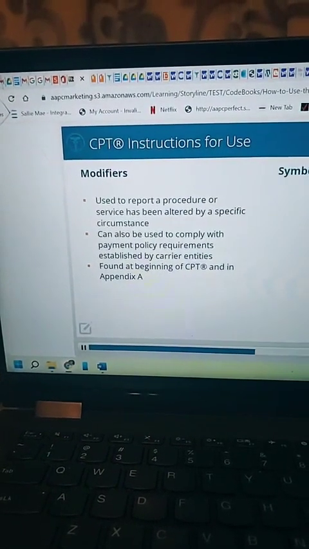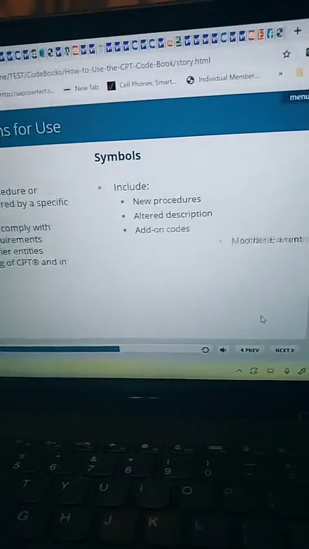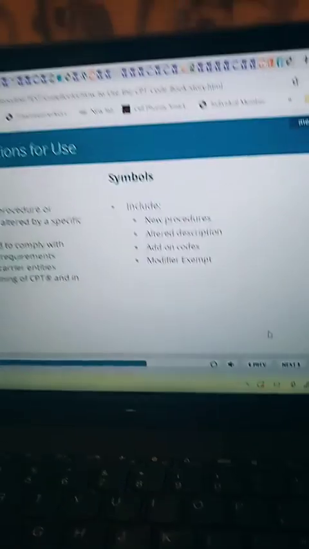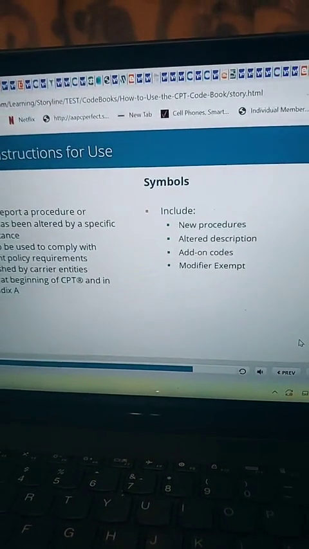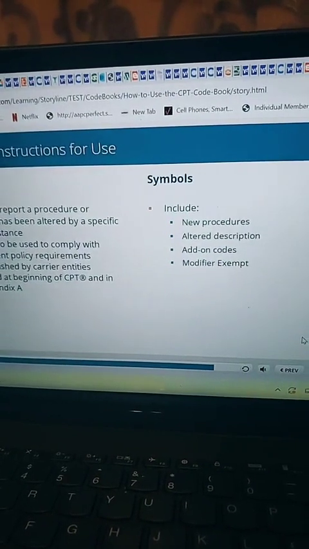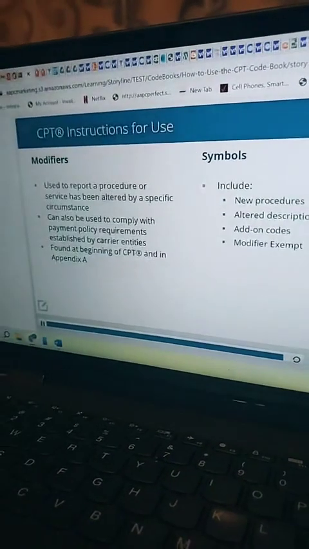It's important to note the use of symbols in the CPT codebook. These are invaluable in identifying information required for correct coding and reporting. Where the symbol definitions can be found will be reviewed later in the training.